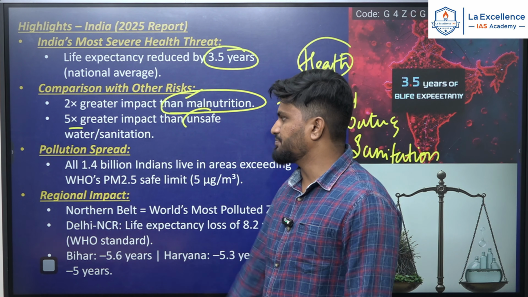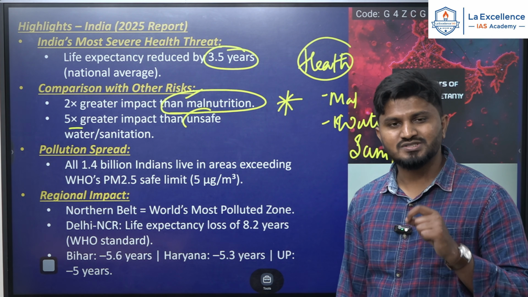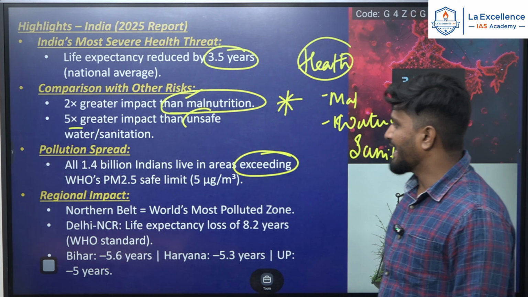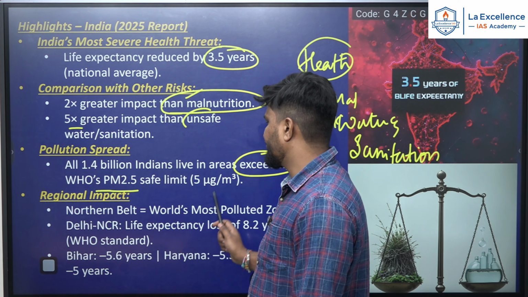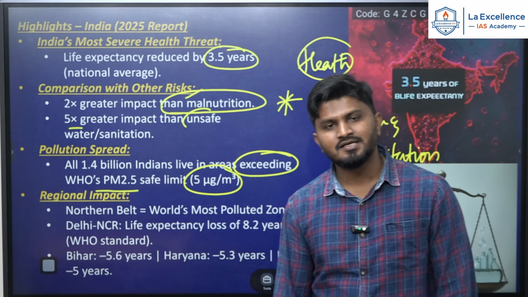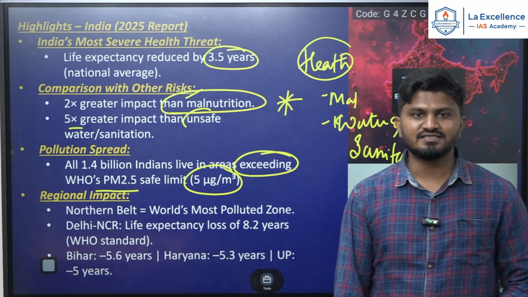Next is pollution spread. All of 1.4 billion Indians are exposed to some sort of pollution or living in areas exceeding WHO's PM 2.5 safe limit, that is 5 microgram per meter cube. Even the remotest areas in India such as the northeastern and Western Ghats do not pass the WHO standards. So all throughout India, every person is exposed to some sort of pollution.